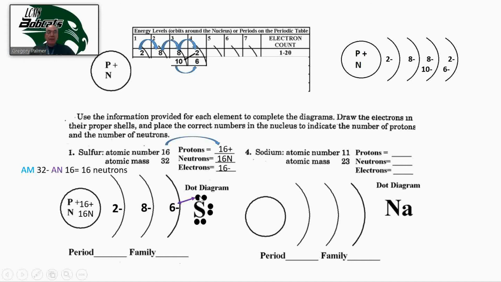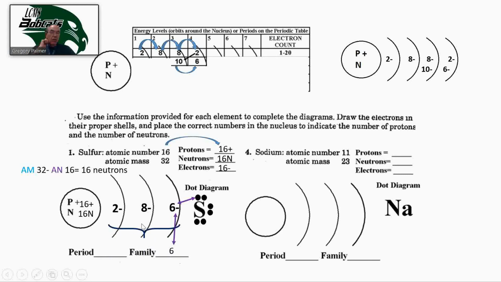Those 6 valence electrons, like we looked at yesterday, are represented by the 6 dots in the dot diagram. That means that this element is going to be in family 6, okay? Because valence electrons correspond to the family that it's in, because that's what gives it its characteristics. That's what tells us how it's going to bond, how it's going to react, its chemical properties.